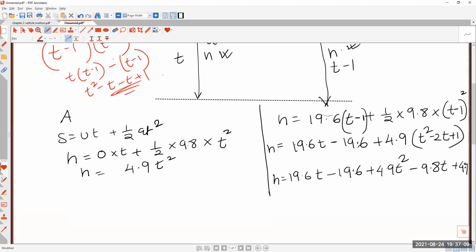Is this clear? Okay. What is h from my equation A? 4.9 t square. So I can substitute 4.9 t square in place of h.